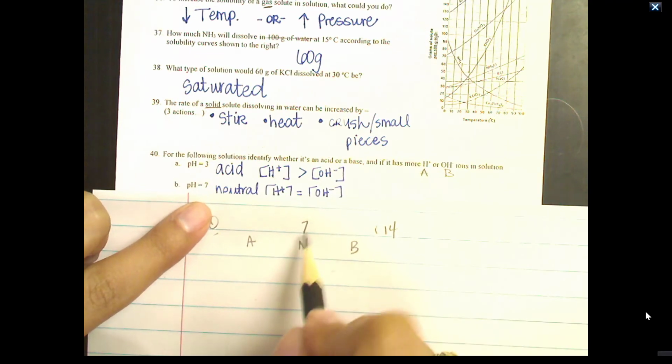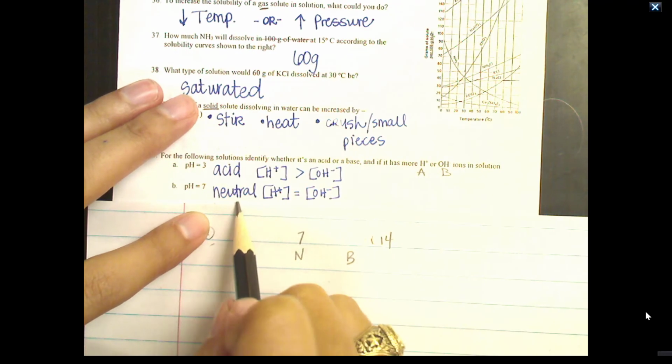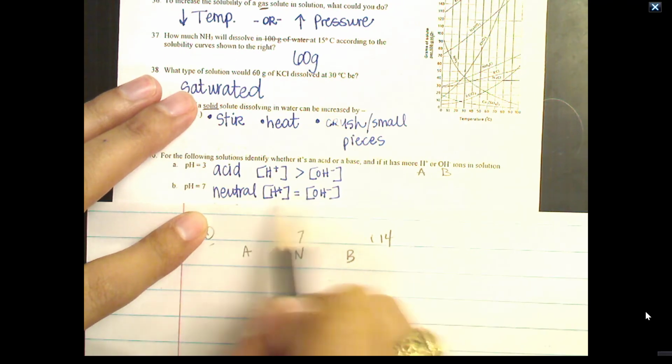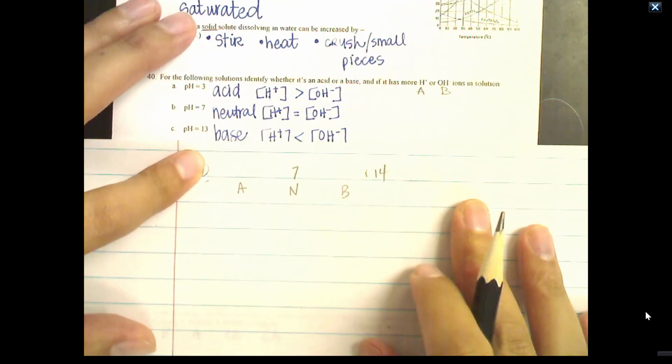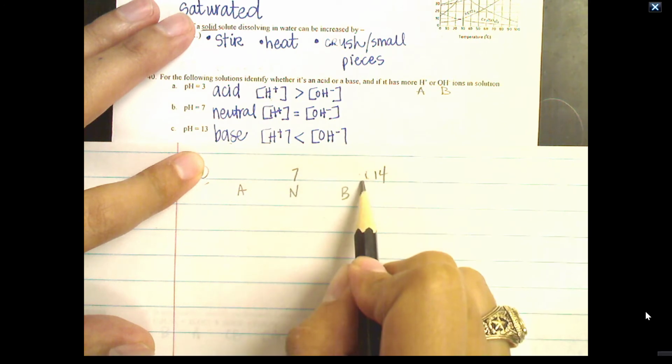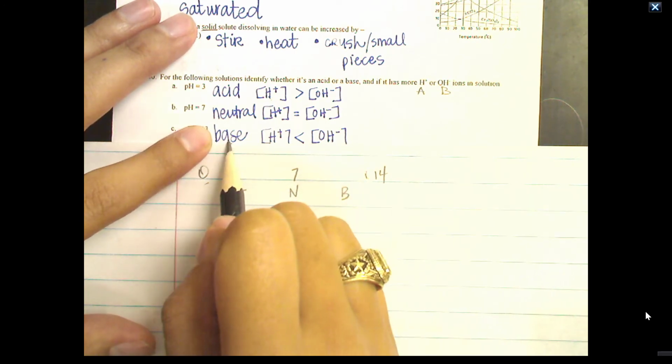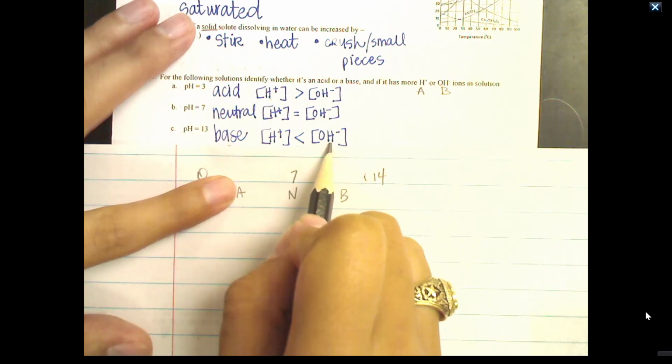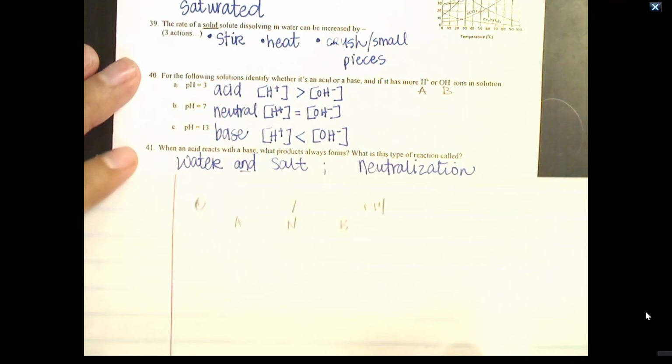If we have a pH of exactly 7, that's not an acid or a base, that's actually neutral, and that means I have equal amounts of both. And then if I have a pH of 13, 13 is greater than 7, that means I have a base. Bases have more OH than H. Okay, make sure you know those things for your test.